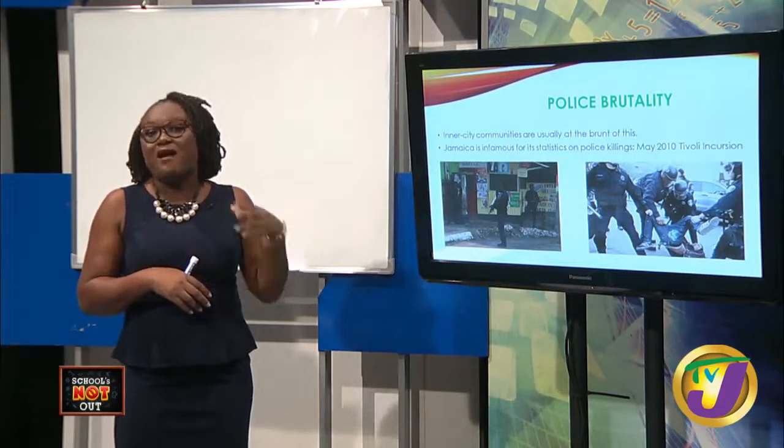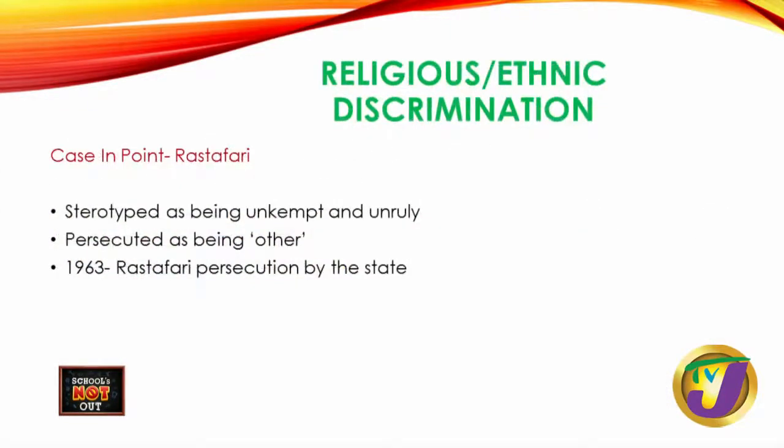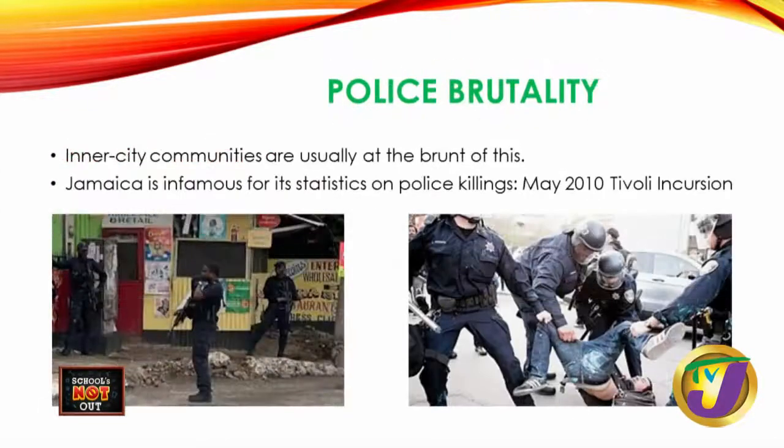Police killings are high. Let's look, for example, at the Tivoli incursion situation of May 2010. We did have a situation there where the police were met with what we call a bad man in Jamaica, in search of one bad man. And the result of that, according to the official statistics, is that over 70 persons were killed in this incursion that lasted a couple of days. And the entire country was under a state of emergency because of that.